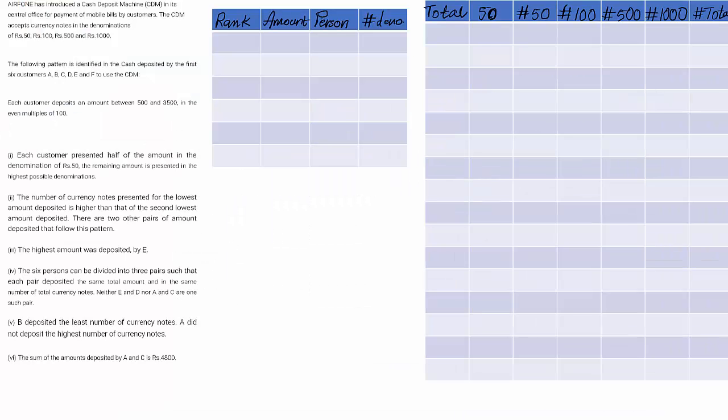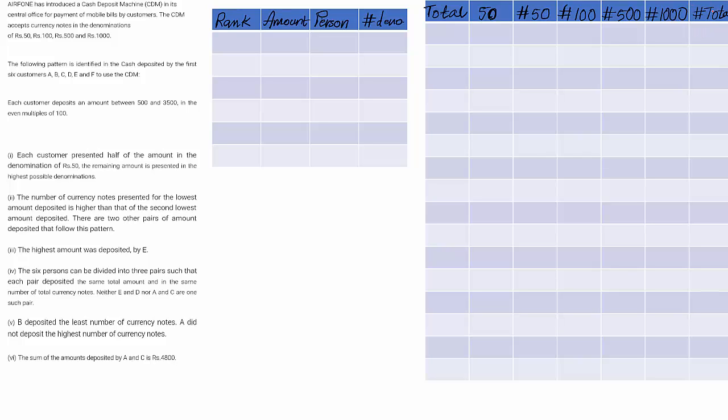Hi, before we start this set, let's understand what is given in the question. Airphone has introduced a cash deposit machine in its central office for payment of mobile bills by customers. The CDM accepts currency notes in the denominations of 50, 100, 500, and 1000. I have represented everything in a single table: the number of 50s, 100s, 500s, 1000s denominations, and a complete total of all the denominations together.